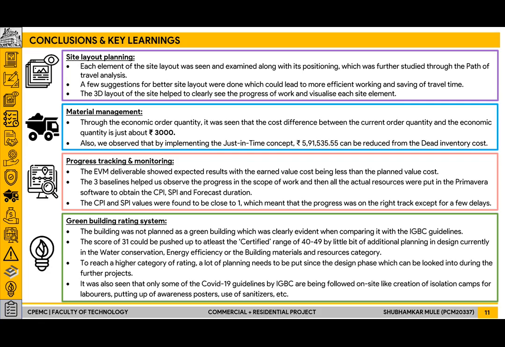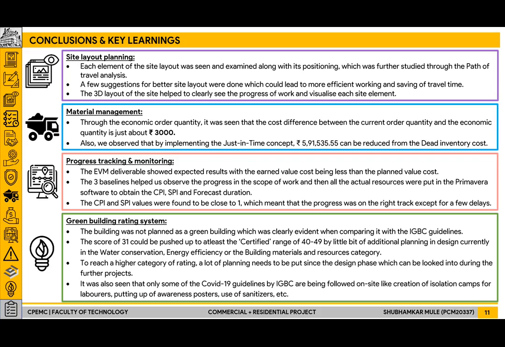Under material management, through the EOQ models, it was seen that the cost difference between the current order quantity and the economic quantity is only about rupees 3,000. Also, we observed that with the implementation of the JIT concept, just in time, a significant reduction of rupees 5,91,535 was seen from the dead inventory cost.